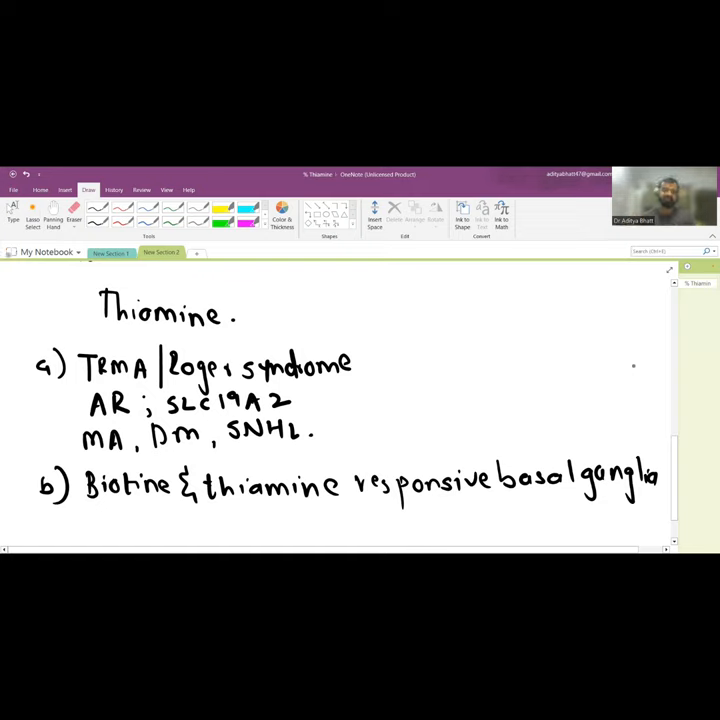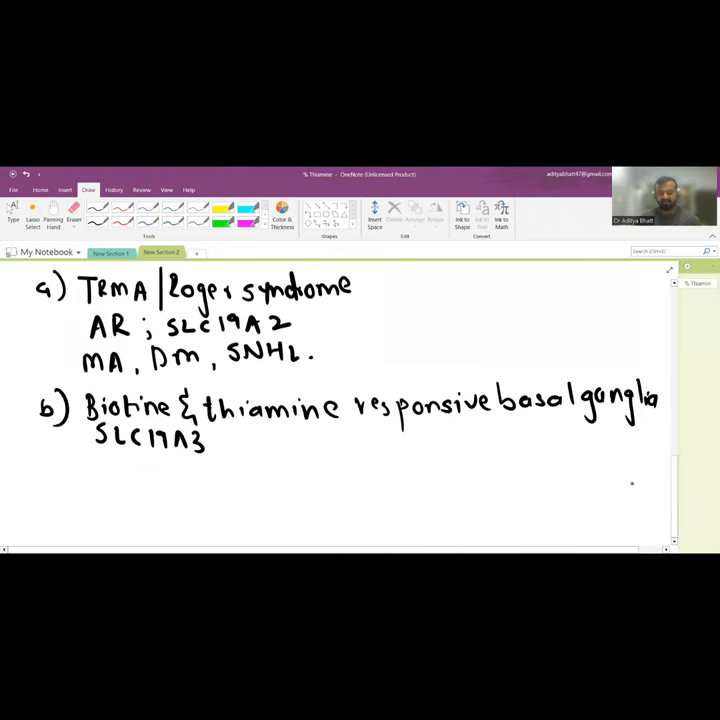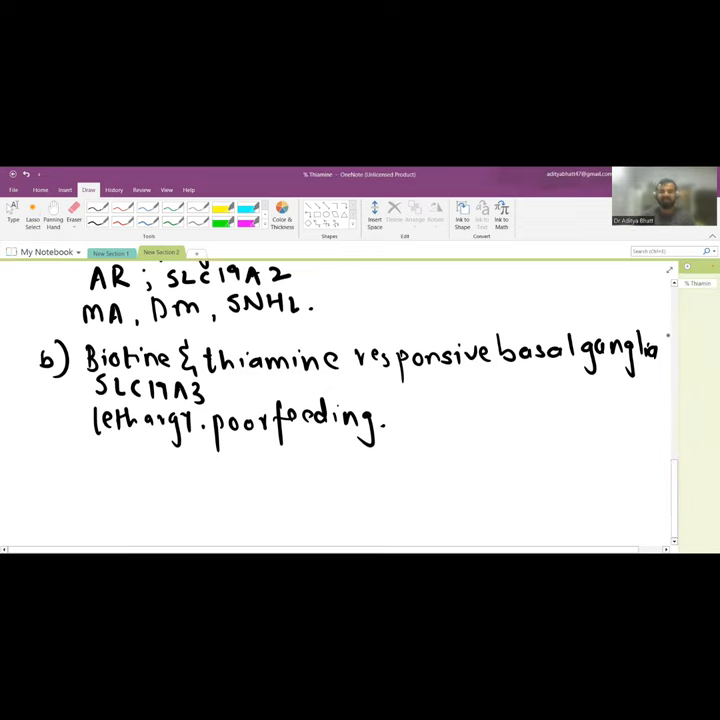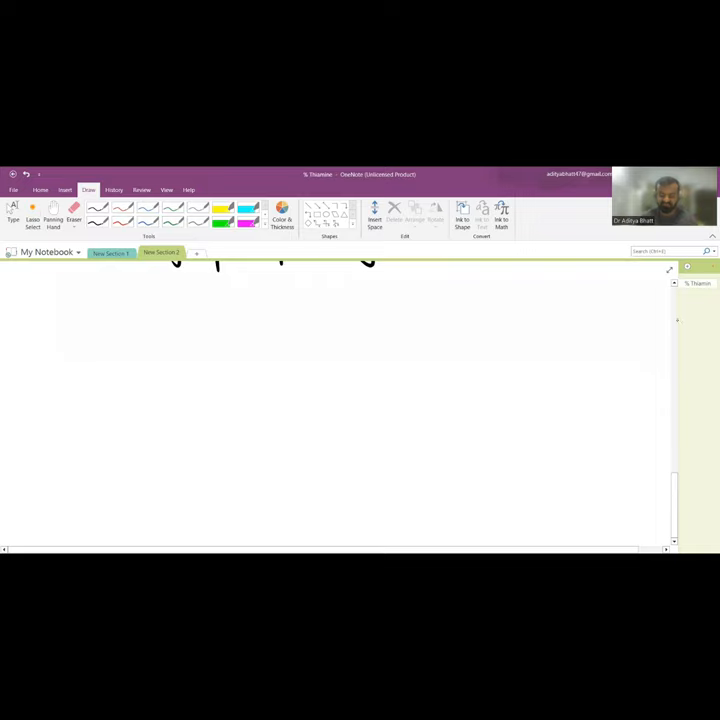So two vitamins are involved, B5, biotin and thiamine, and this is due to the mutation of SLC19A3. So there is SLC19A2, and the other dependency state is SLC19A3, which presents with lethargy, poor feeding, and neurological delay. And thiamine is deficient and the basal ganglia involvement is seen. So these are the two uncommon syndromes associated with thiamine deficiency. Now we'll go into the common manifestations of thiamine abnormality.